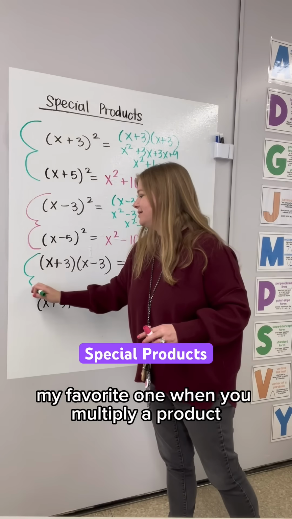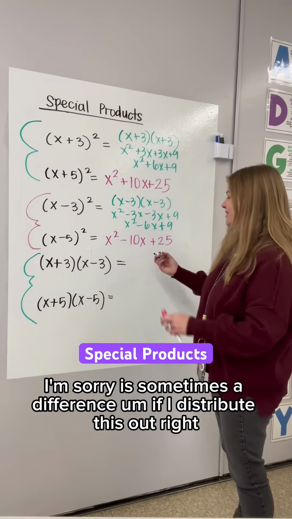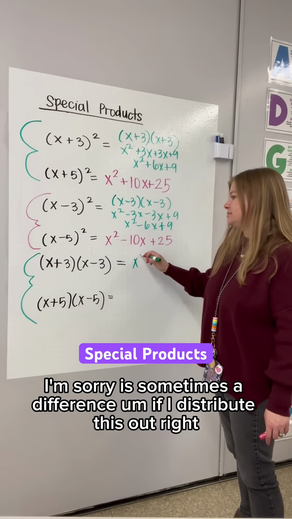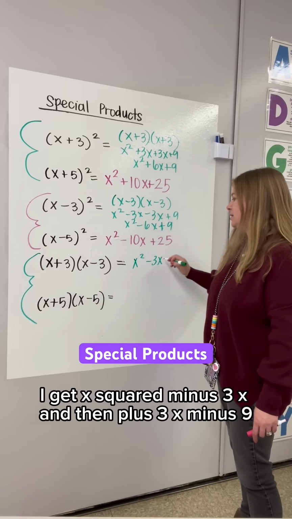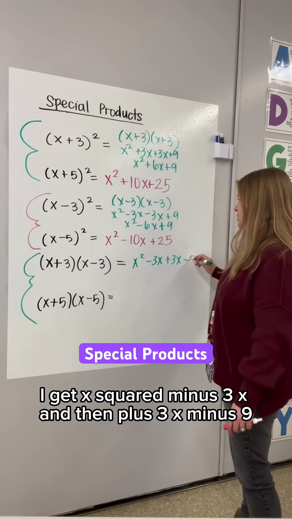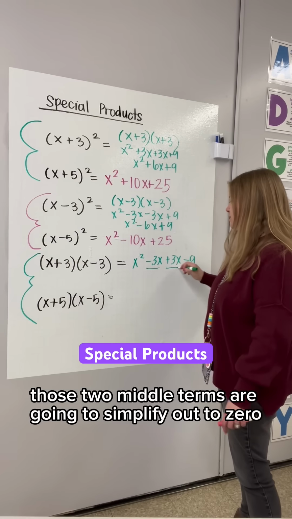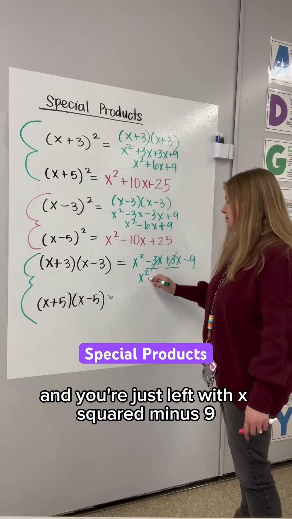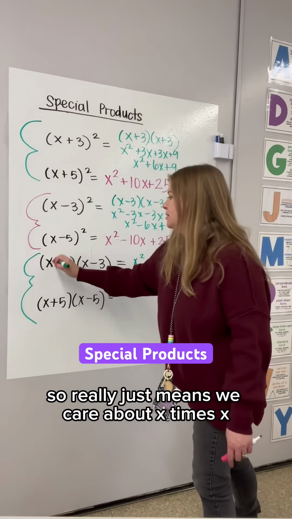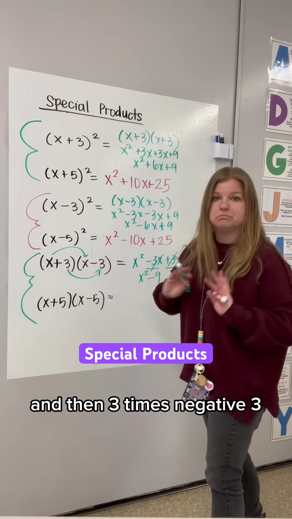And the last one, my favorite one, when you multiply a sum times a difference, if I distribute this out, I get x squared minus 3x and then plus 3x minus 9. Those two middle terms are going to simplify out to 0, and you're just left with x squared minus 9. So it really just means we care about x times x and then 3 times negative 3.